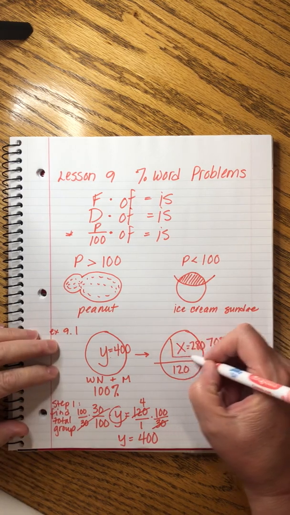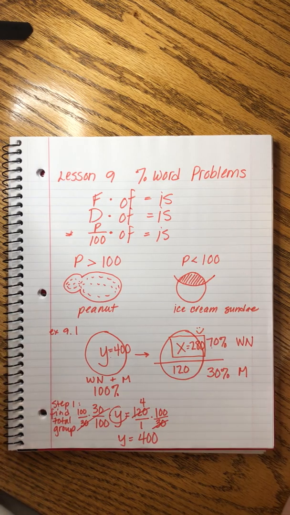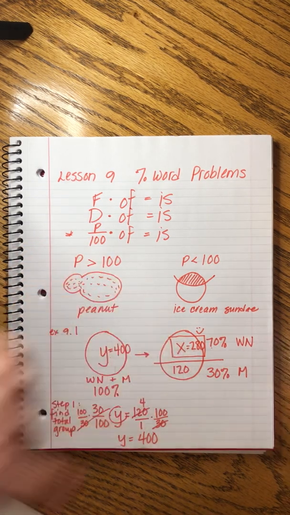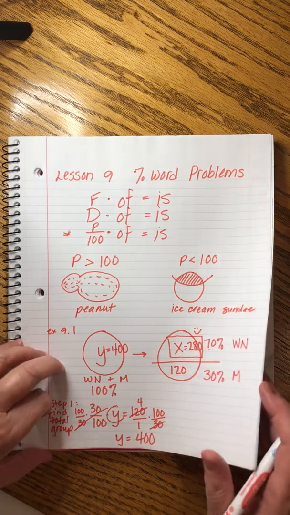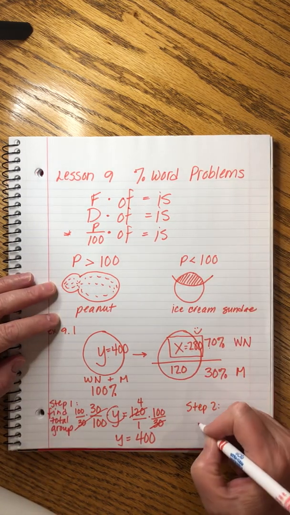So, I feel good about this as an answer, and guess what? It's correct. 280 wood nymphs were gamboling and frolicking in the forest, and none of them were killed. Okay, step 2 was find the special group.